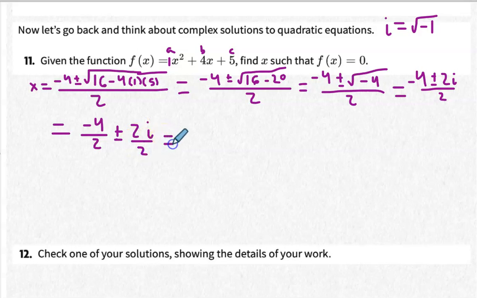Okay, so we end up with negative 4 divided by 2 is negative 2. Plus or minus 2i over 2. The 2's cancel, and I'm just left with i. So my solutions are negative 2 plus i and negative 2 minus i. Okay.